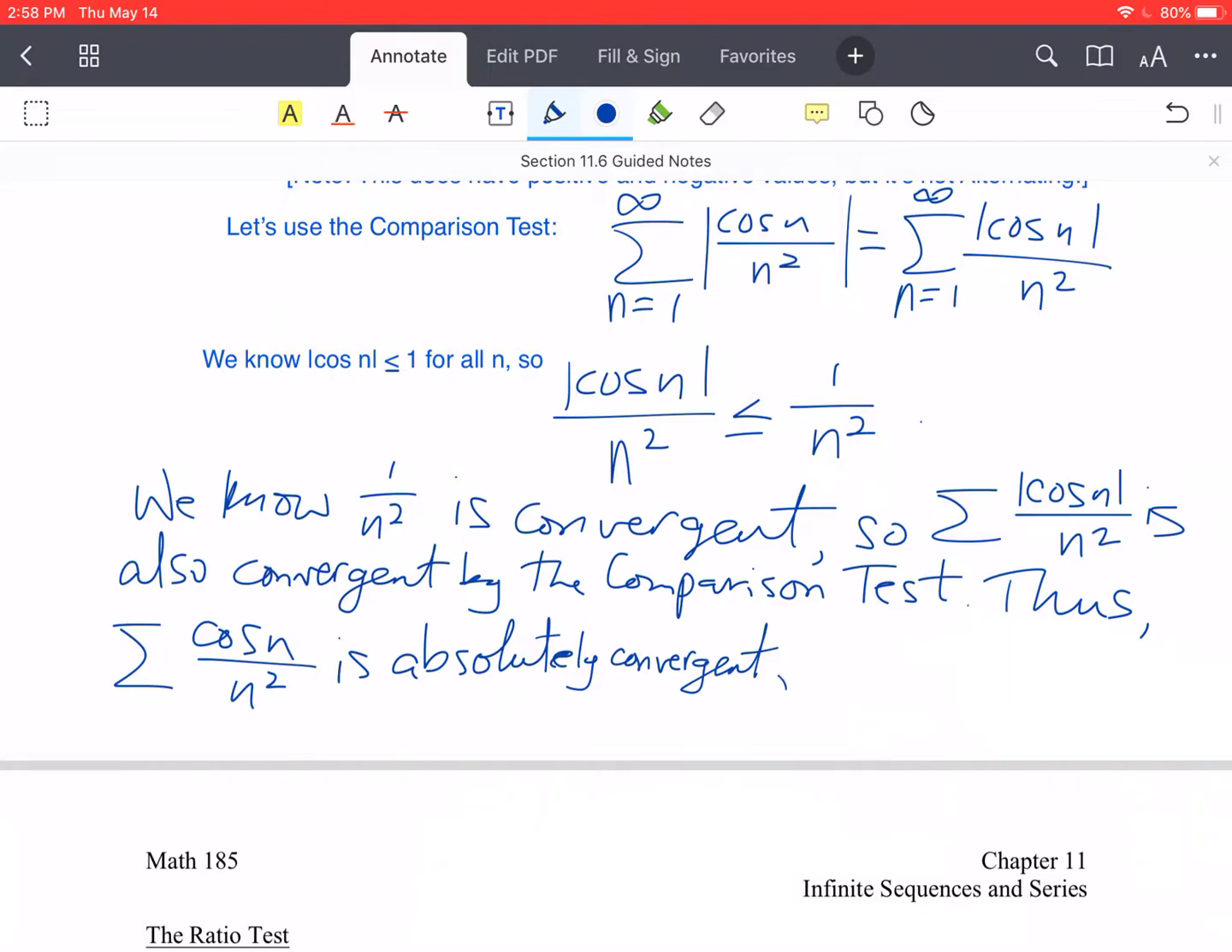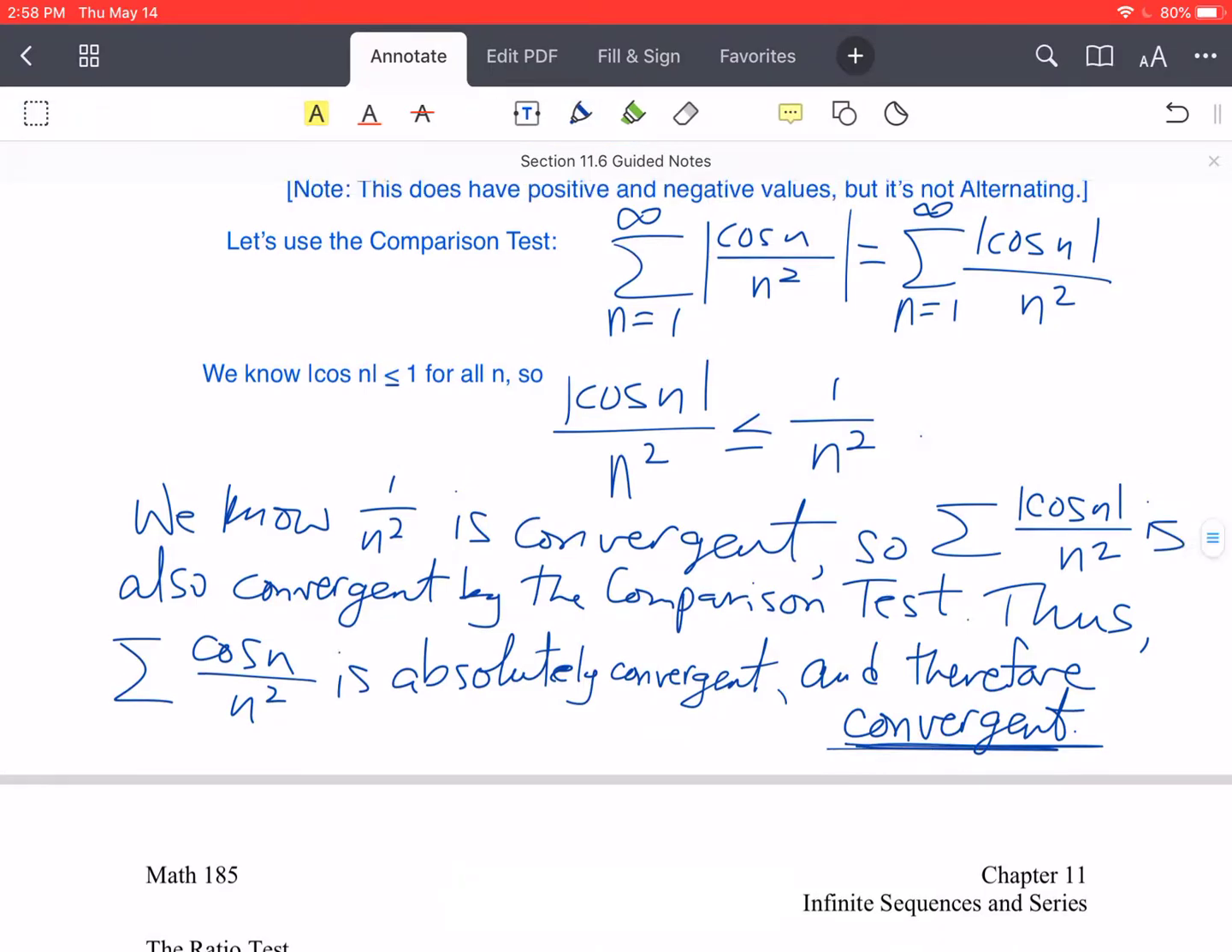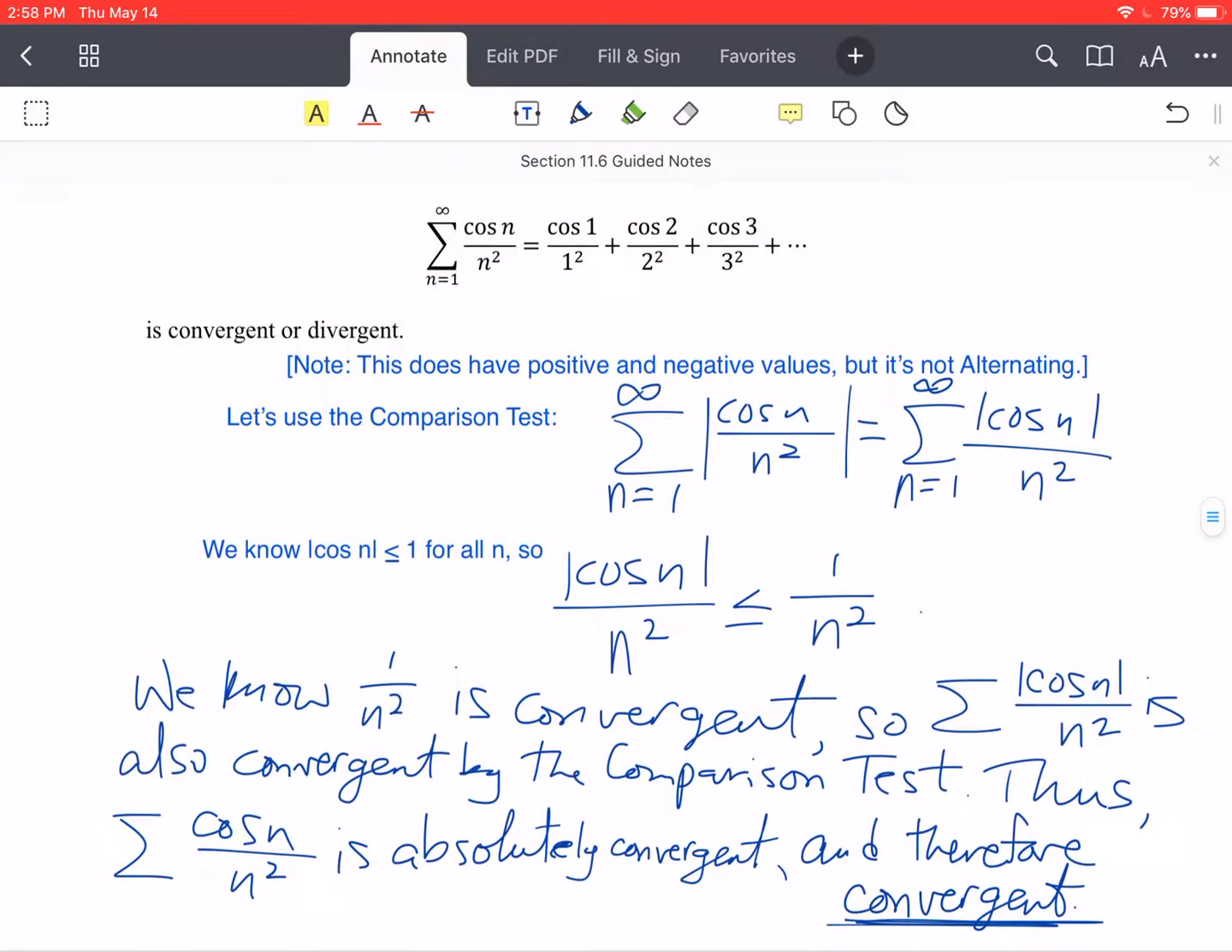And if it's absolutely convergent by our theorem up above, that means it's convergent. And therefore, convergent. All right. So we have that our series here must be convergent using a combination of the comparison test with this property of absolute convergence that we just talked about.